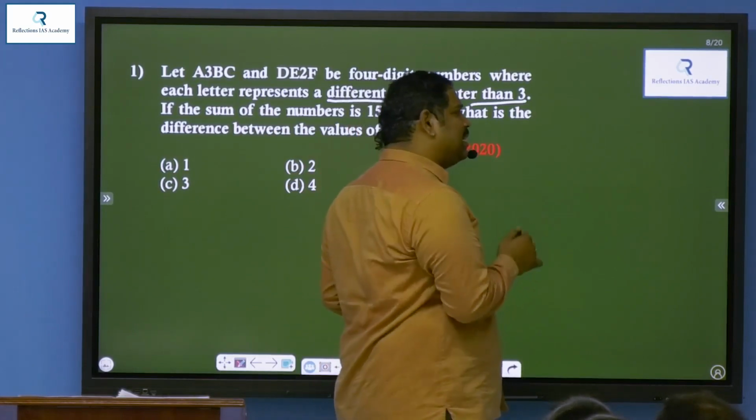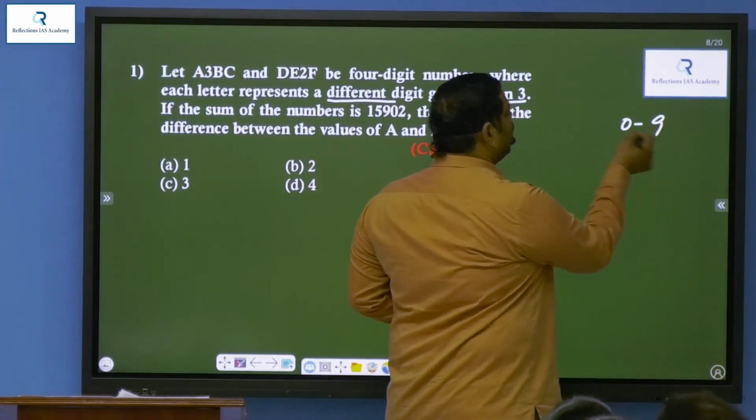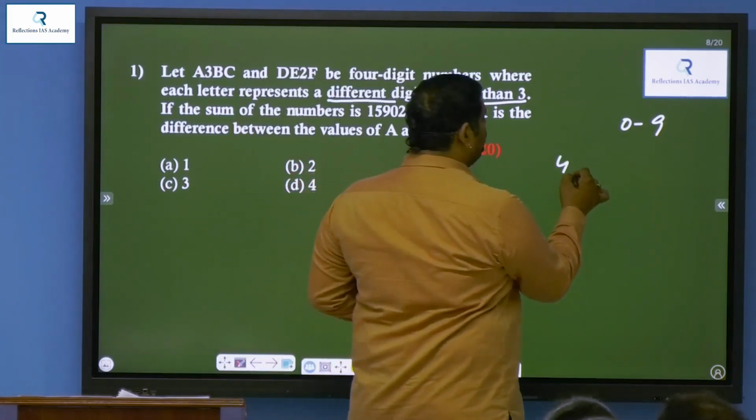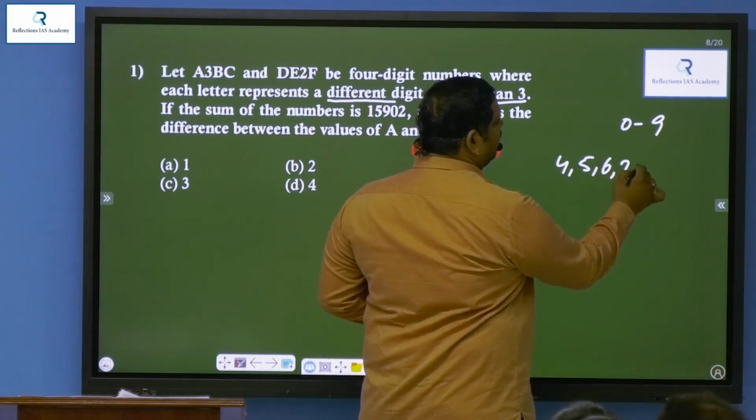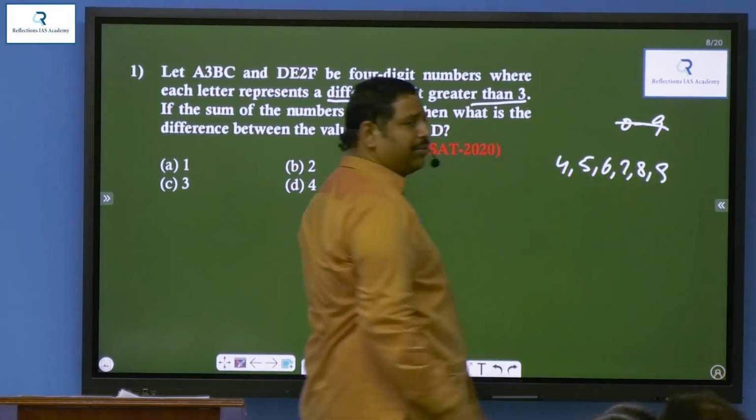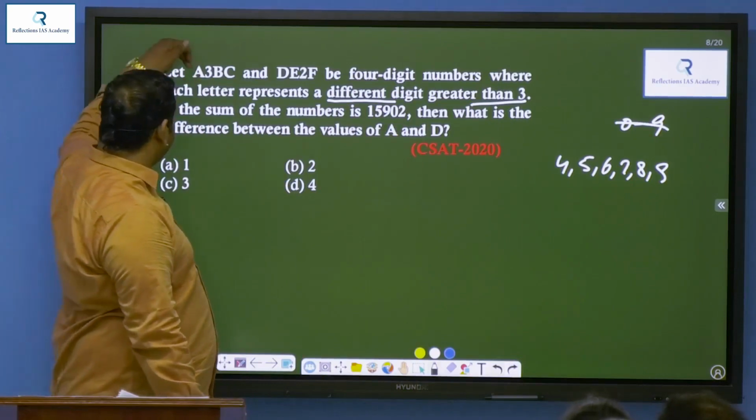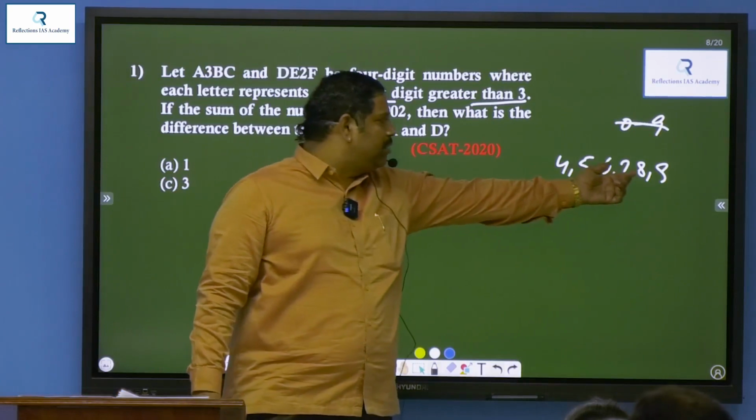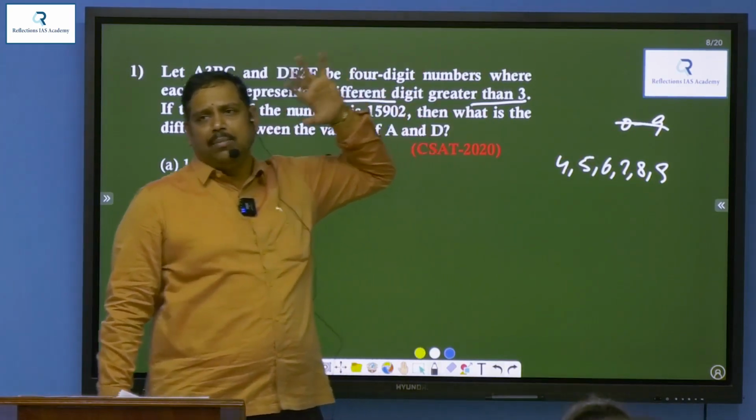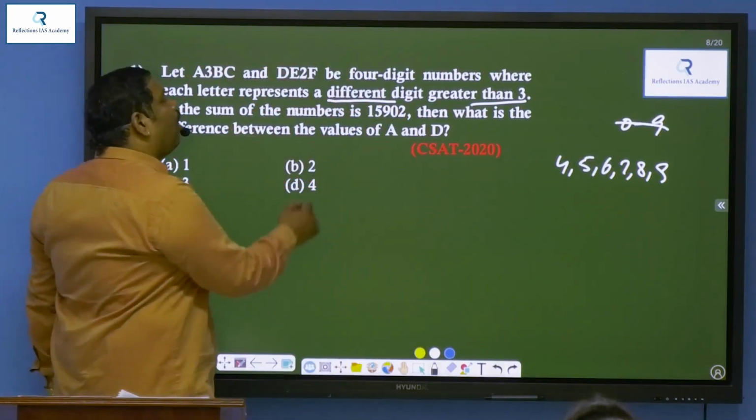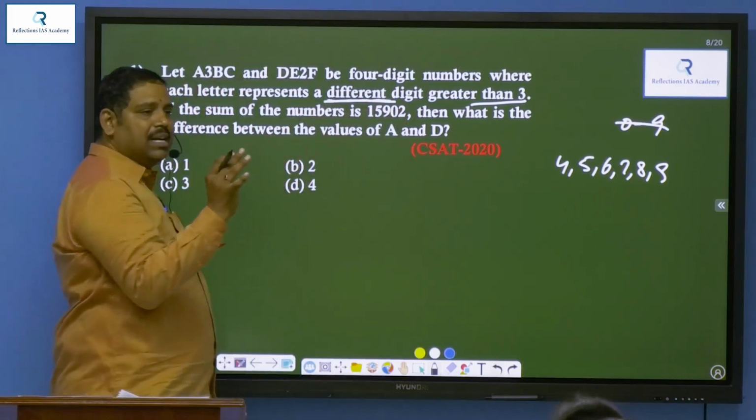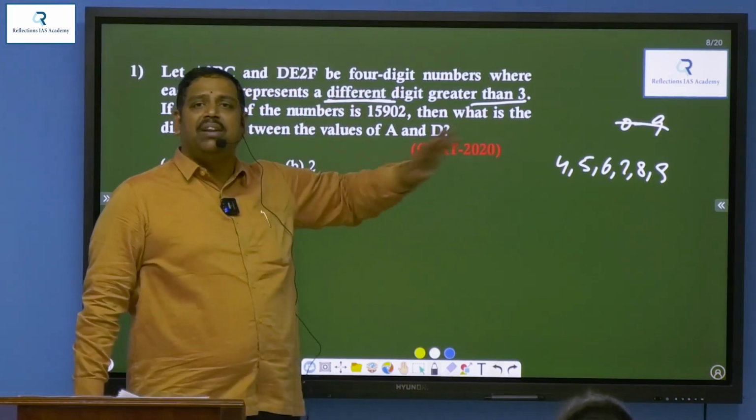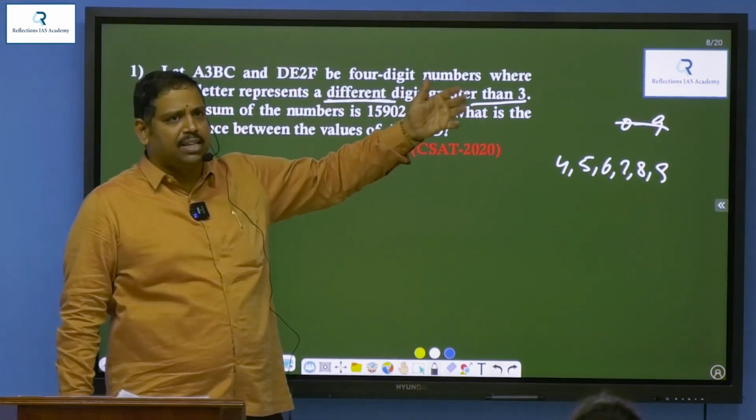Digits means we have only 0 to 9, and it is not equal to 3, it is more than 3. So the digits we have are 4, 5, 6, 7, 8, 9. In that, A, B, C, D, E, F, 6 digits we have to find. Total how many? 6. These 6 will be assigned to A, B, C, D, E, F, and the condition is that all are different digits. Once I allocate 4 to A, B will never be 4. Yes or no?